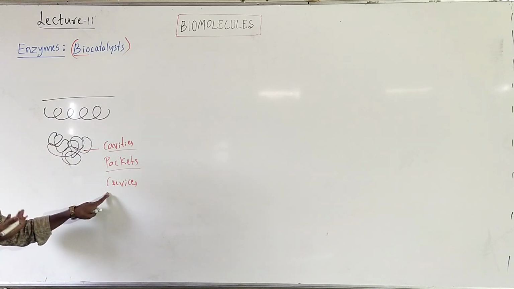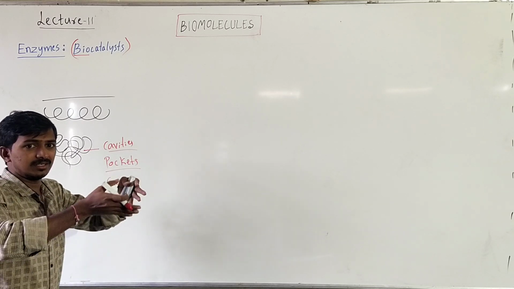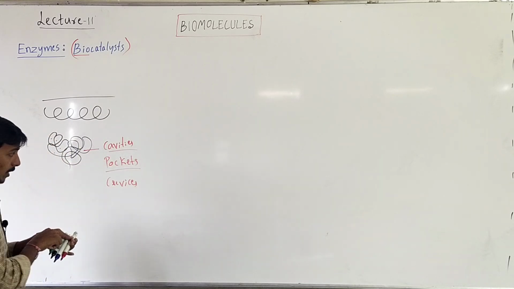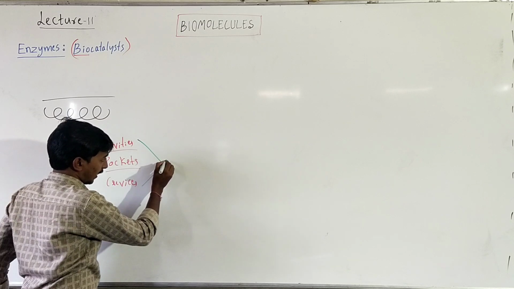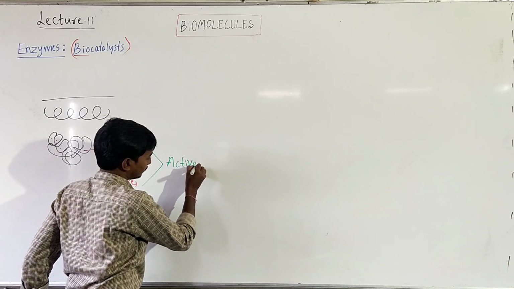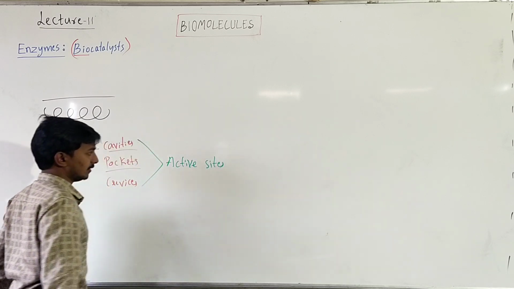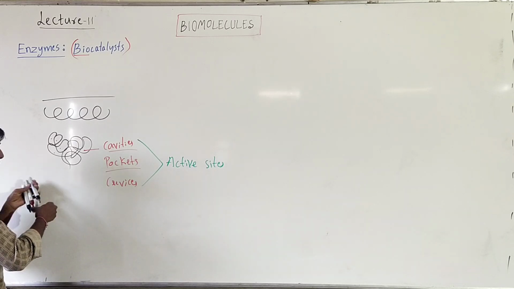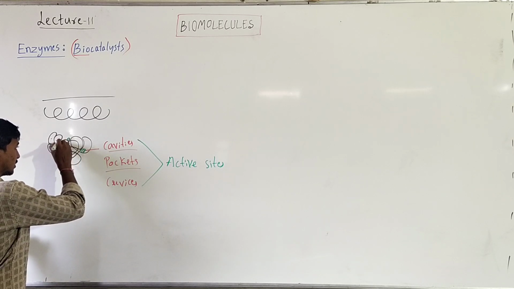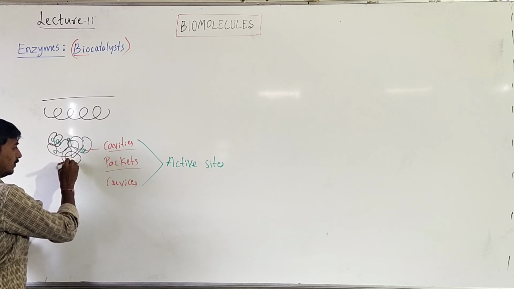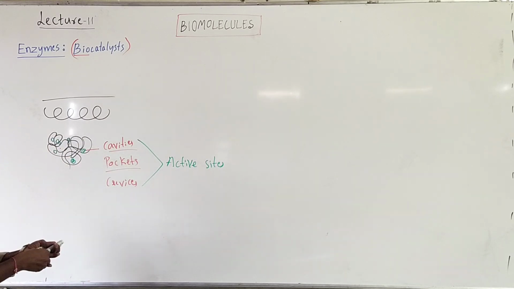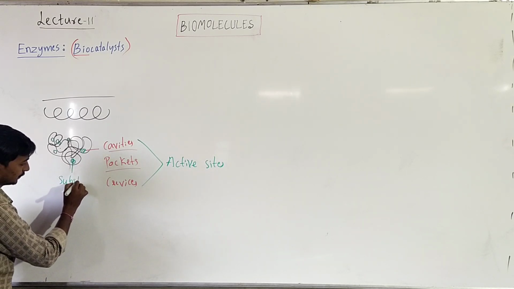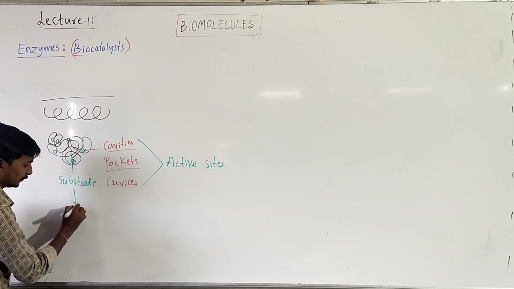Crevice means in Kannada it is sandhi anta karitiri. Sandhi means the gap between any two things. So these crevices are known as active sites. And in those active sites the substrate will come and bind. Then only this substrate can form a product.